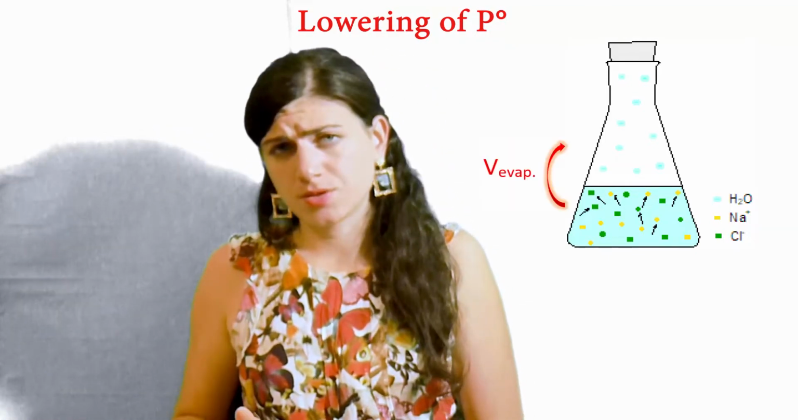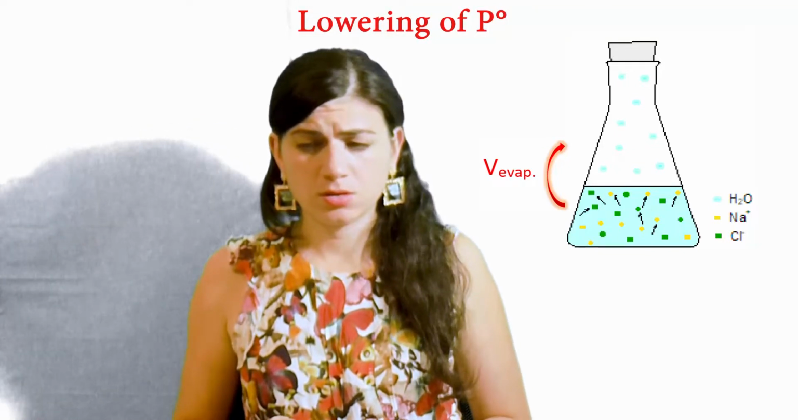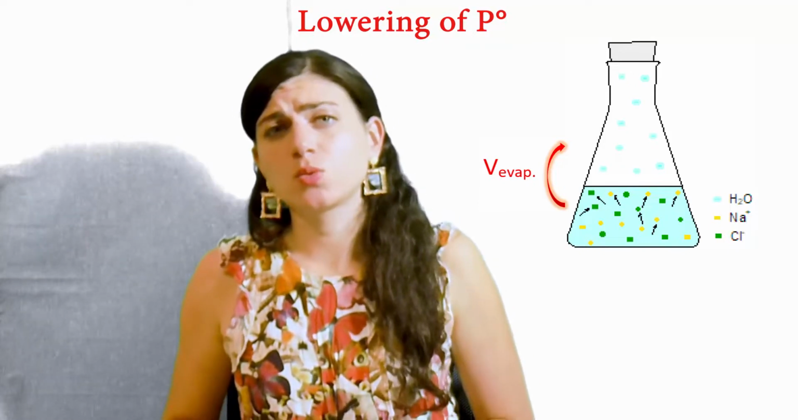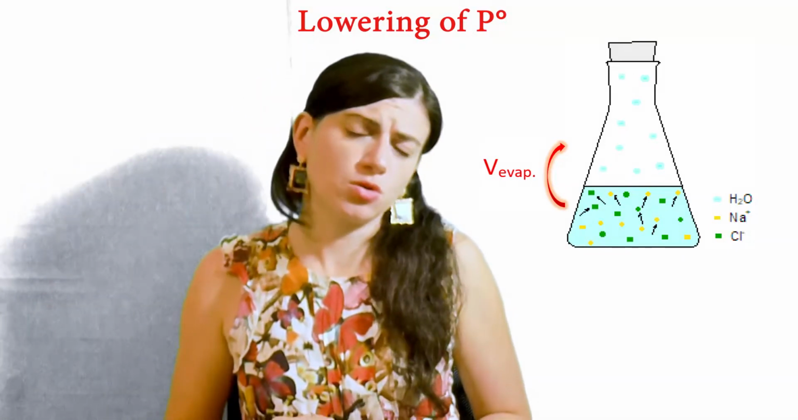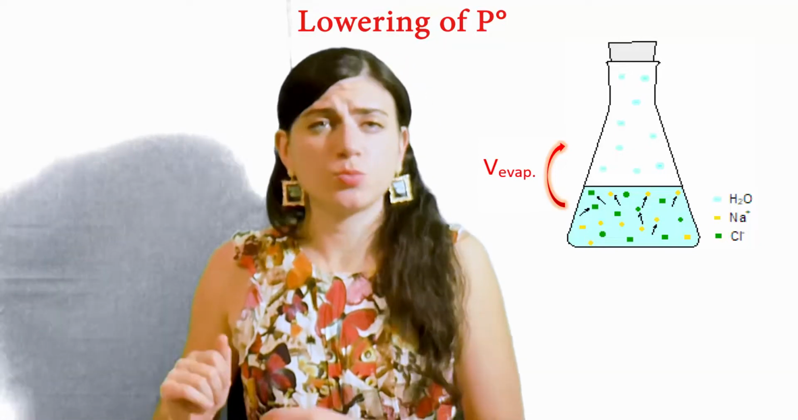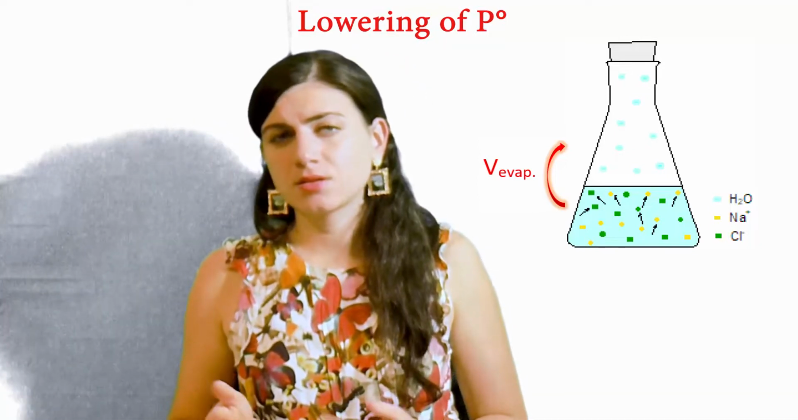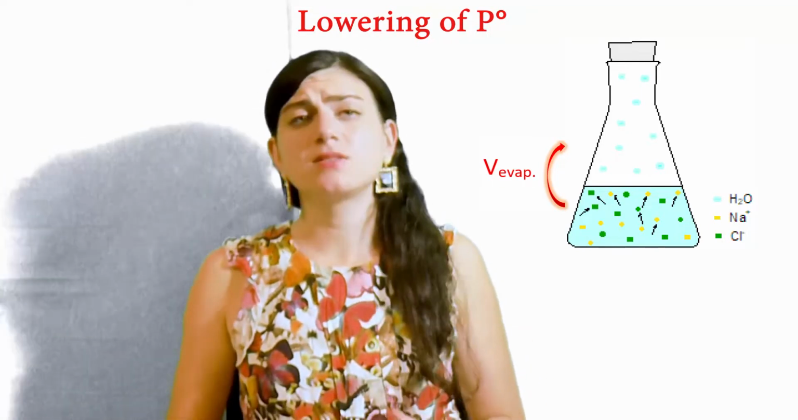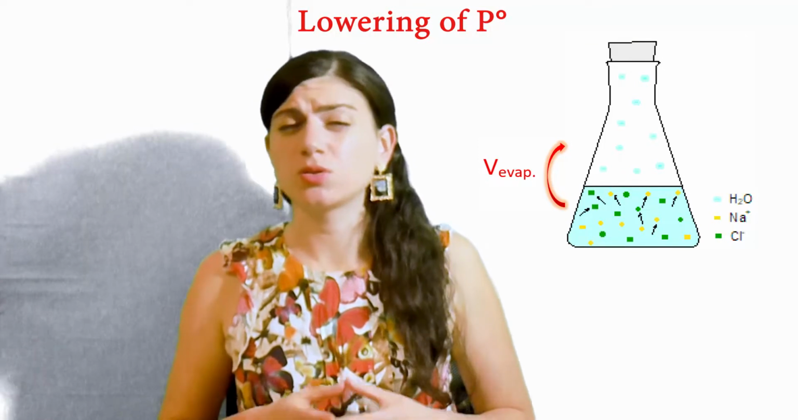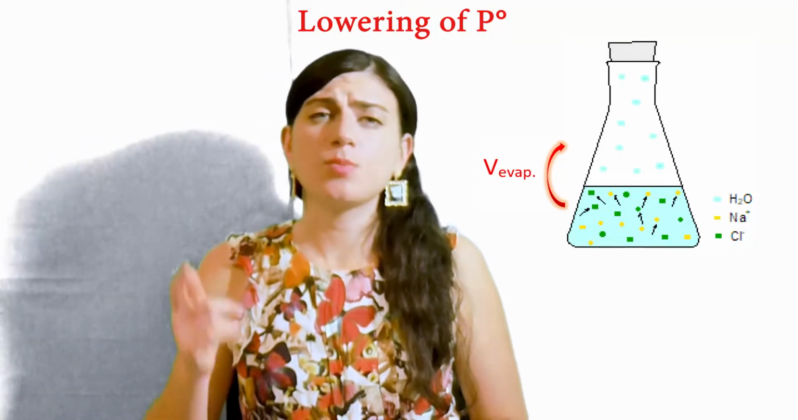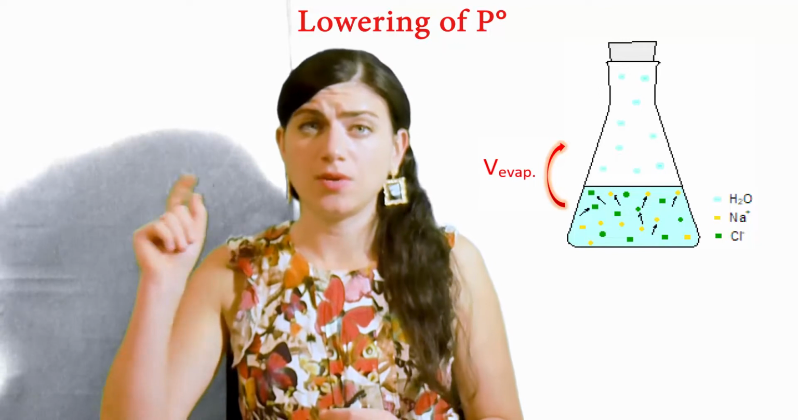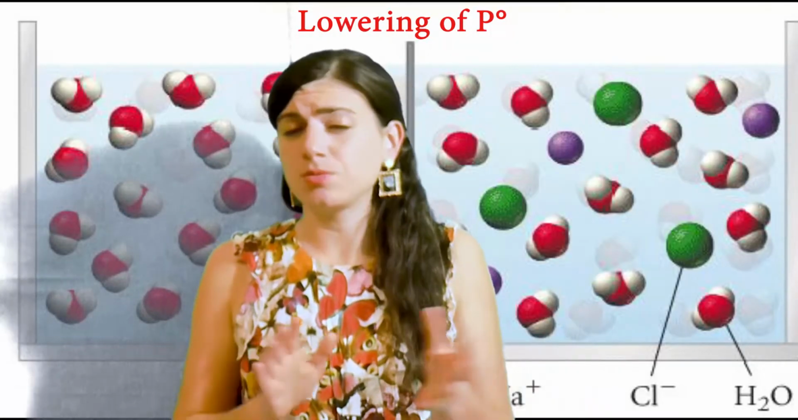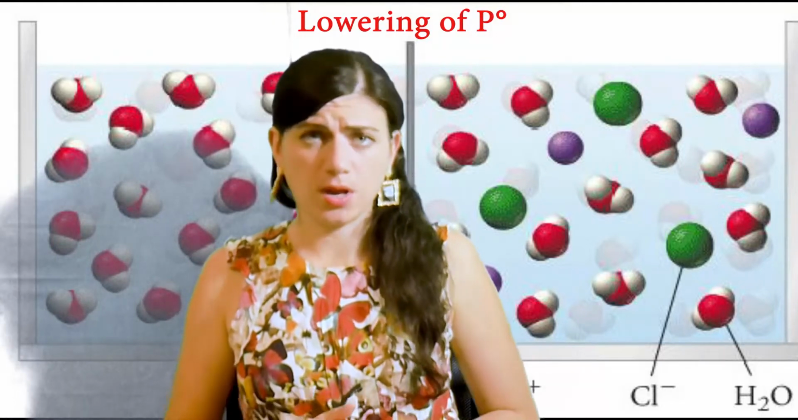Because the solid particles will interfere with the solvent particles in such a way that the solvent particles will be hindered by the solid particles in their evaporation process. So this will affect the rate of evaporation, which will be lower. That's the reason why the vapor pressure will decrease, because now there will be fewer particles of solvent in the gas phase. This is a childish explanation, but it's enough for our level.